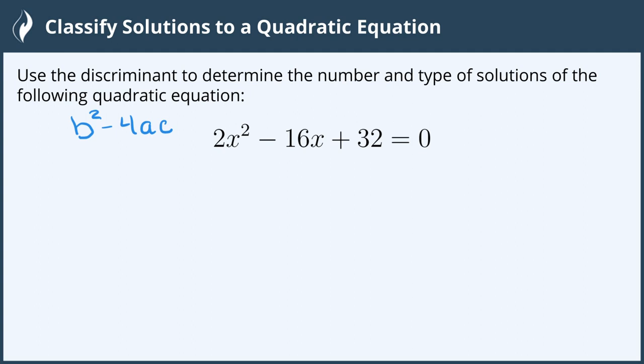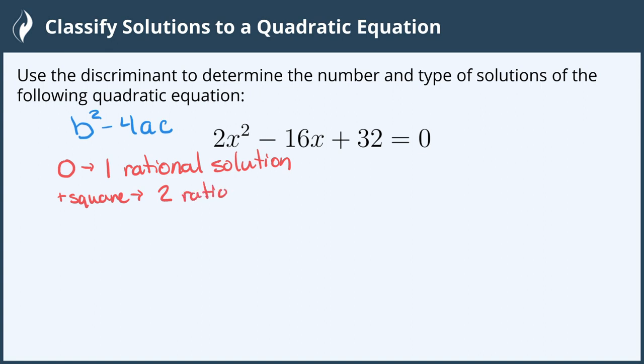And the number that we get out of that tells us the type of solution and how many of our quadratic equation. If we do the discriminant and we get a 0, then that tells us that we will have one rational solution. If we go through the discriminant and we get a positive square, we will end up with two rational solutions.